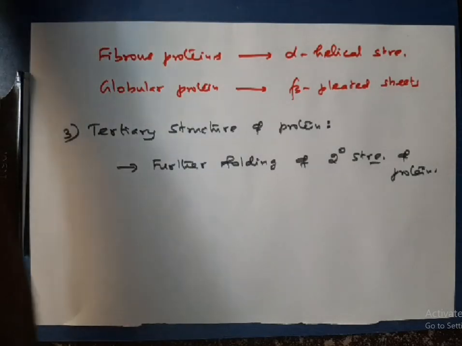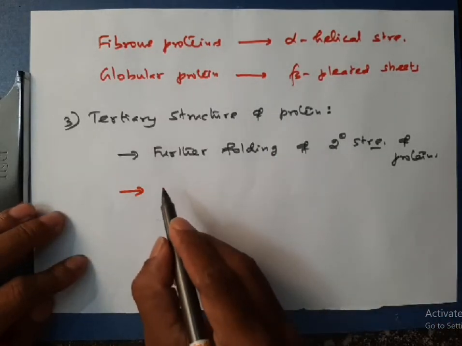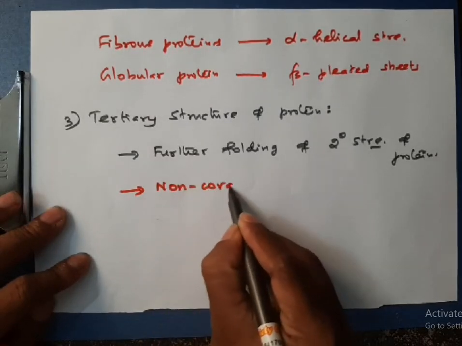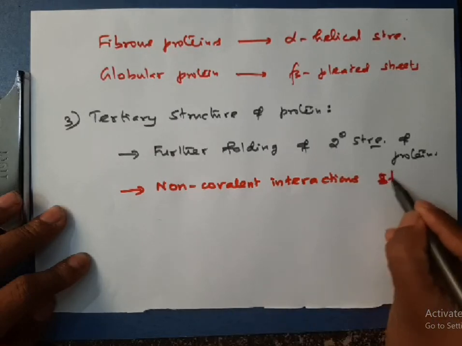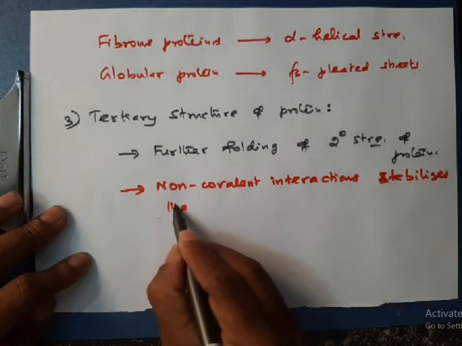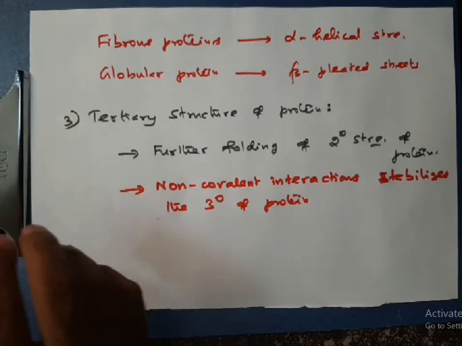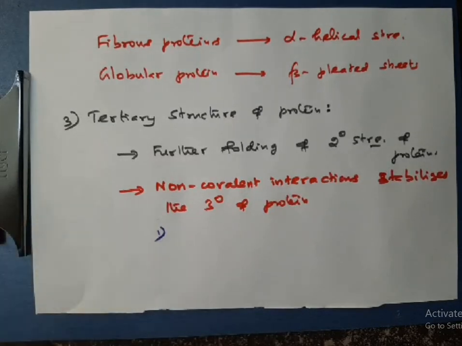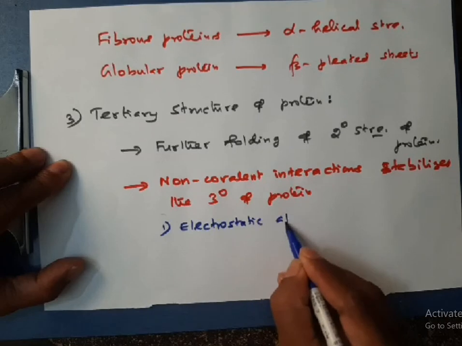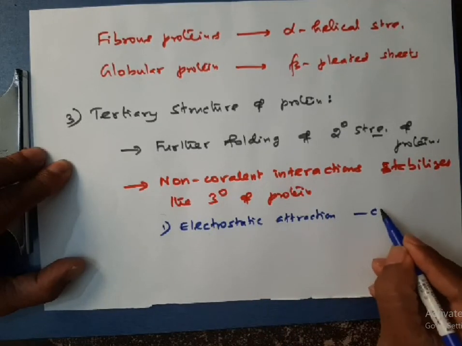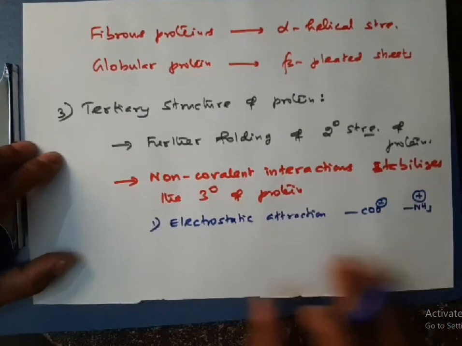What are they? Due to non-covalent interactions, let me write here. These are secondary bonding interactions. Non-covalent interactions stabilize the tertiary structure of protein. What are the non-covalent interactions we have? There are many. Number one, electrostatic attraction between COO minus group and NH3 plus group. This is positive charge, this is negative charge, so between them there is attraction. It is called electrostatic attraction.